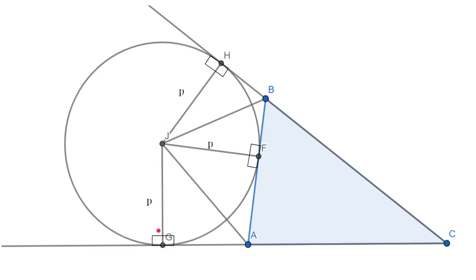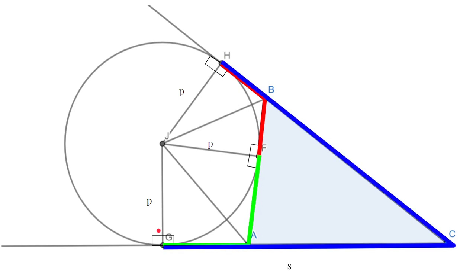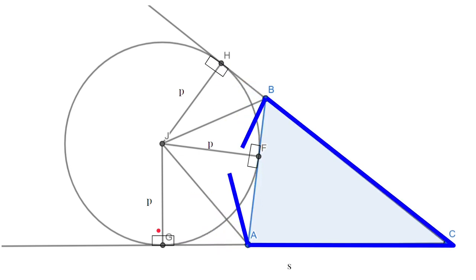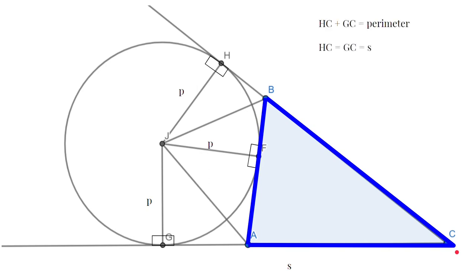Let P be the exradius, which is just the radius of the excircle. We can notice that BF is equal to BH, the red segments, and AF is equal to AG, the green segments, because of the ice cream cone theorem. So, when we create these blue lines, we can fold them over to see that HC plus GC is equal to the perimeter of the triangle. And because of the ice cream cone theorem, HC is actually equal to GC. So, each of them is equal to exactly half of the perimeter, or s.